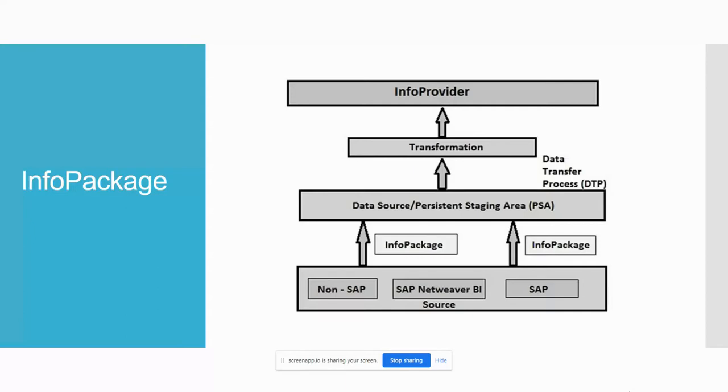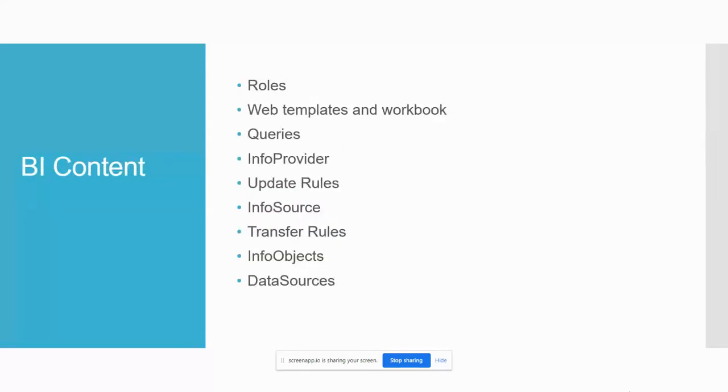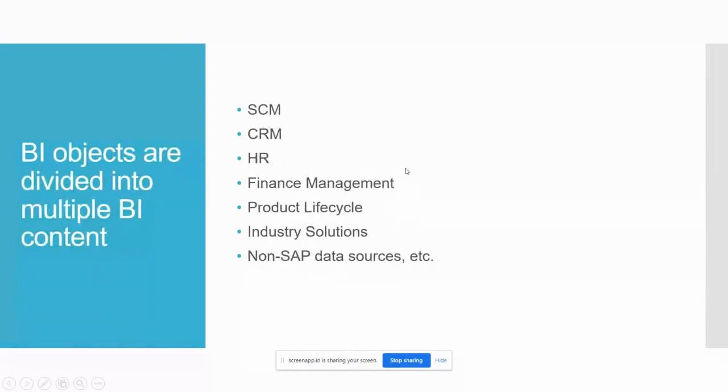Here BI content, the BI objects, consists of roles, web templates and queries, info providers, update rules, info sources, transfer rules, info objects, and data sources. Now BI objects are divided into multiple BI content areas so that they can be used efficiently. This includes the content areas from all the key modules in an organization, which include SCM, CRM, HR, finance management, product lifecycle, industry solutions, and SAP data sources.